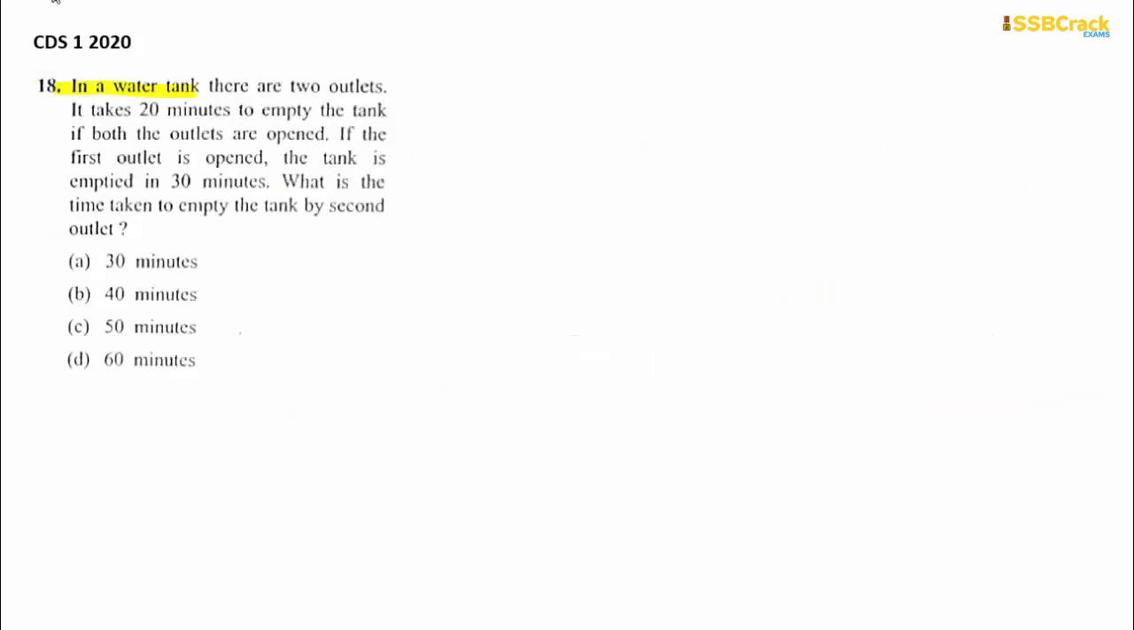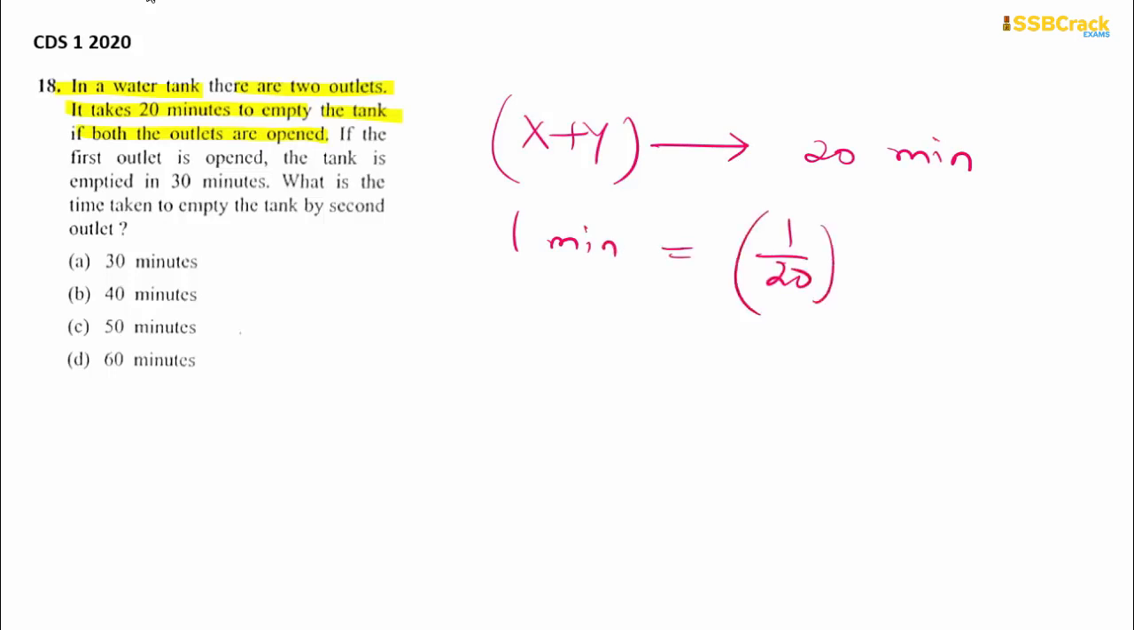Next question. In a water tank there are two outlets. It takes 20 minutes to empty the tank if both the outlets are open. So in this first statement of the question, you needed to understand that the work done by an outlet pipe is to empty a tank, and that's clearly given by both the pipes together. So यहाँ पे already question में x plus y का combined work दिया गया था, it was taking 20 minutes. So x plus y takes 20 minutes to complete a task, means 1 minute में 1/20th part of the tank is emptied by x plus y.